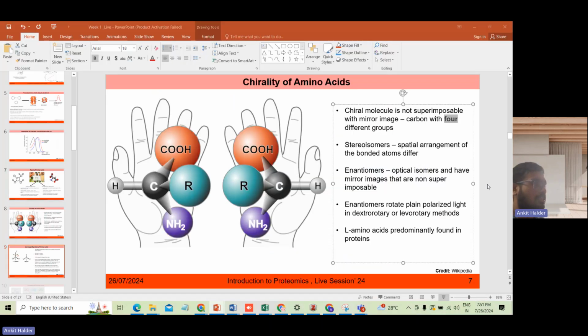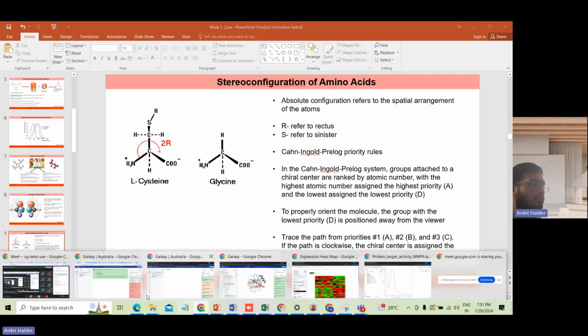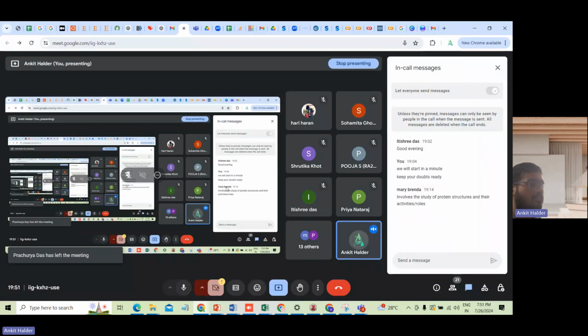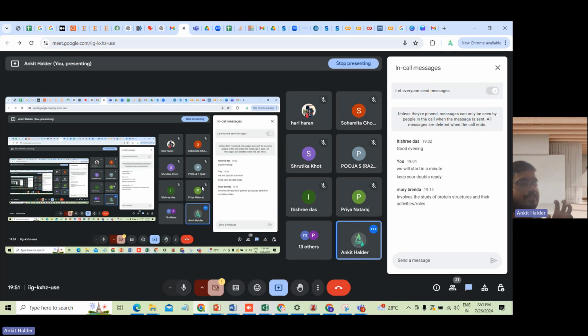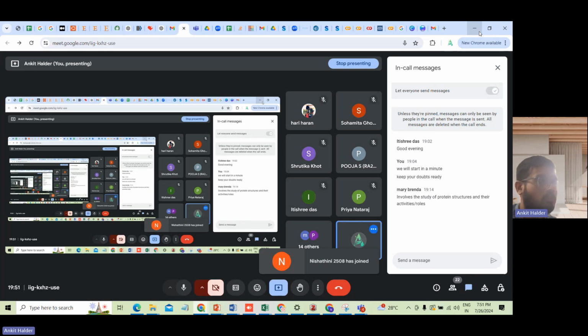Okay. So is it clear for each one of you? The R and S. Do you have any doubt regarding it? So L and D is one thing, but the absolute configuration and absolute spatial arrangement is given by R and S, rectus and sinister, and this is determined on the basis of certain priority rules. Okay.